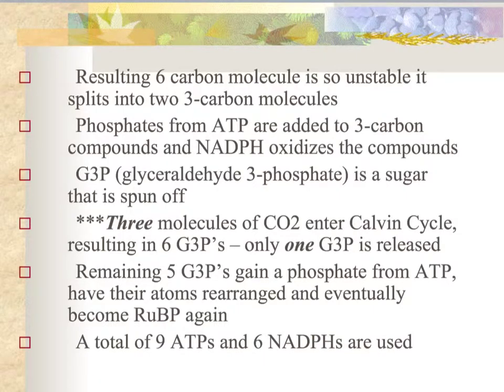And this is saying it all again without looking at it, so I'll walk you through it again so you can get it written down. Like I said, that 6-carbon molecule is so unstable, it splits into two 3-carbon molecules. Phosphates from ATP are added to the 3-carbon compounds, and NADPH oxidizes the compounds.